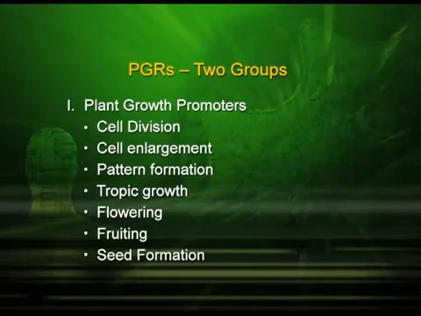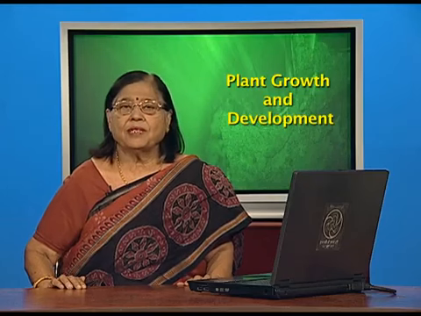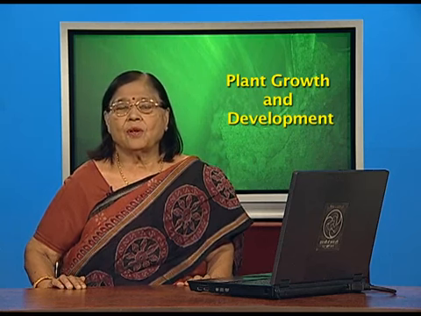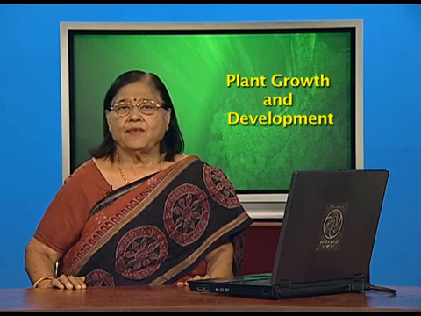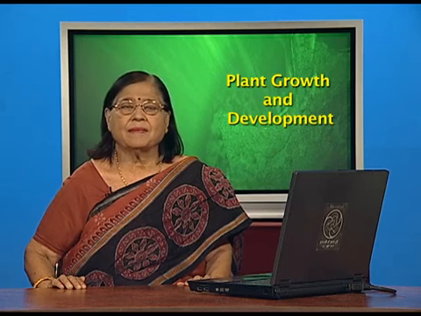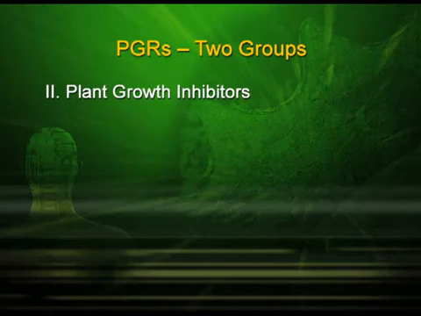And then seed formation. Once the fruit is formed, seed should form, because then only another plant can come out from these seeds. So, this also involves growth. So, all these are promotory effects of plant regulators or PGRs. This is one group. PGRs in two groups. One group we have discussed, that is promoters, and the other group is inhibitors. So, these are called plant growth inhibitors.